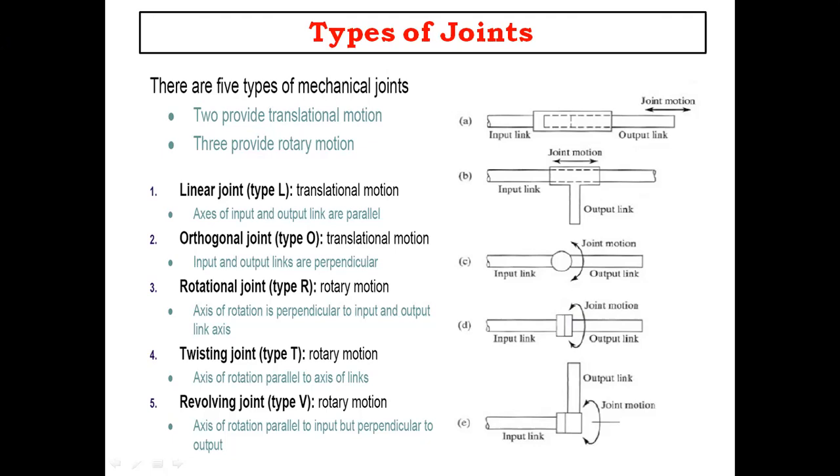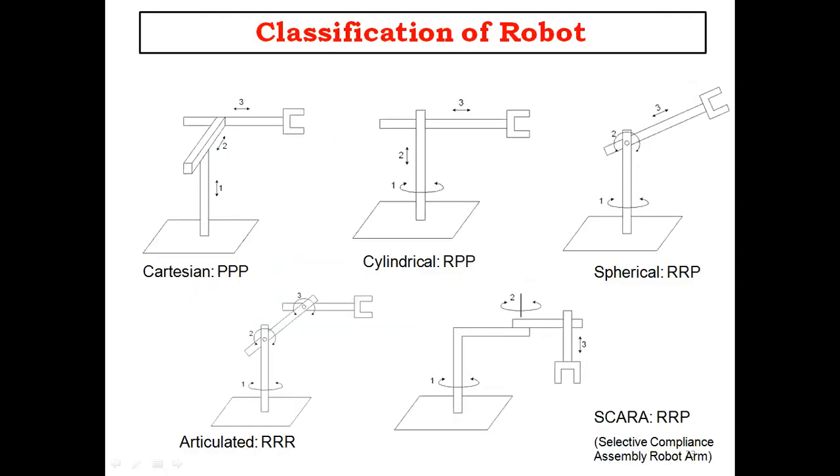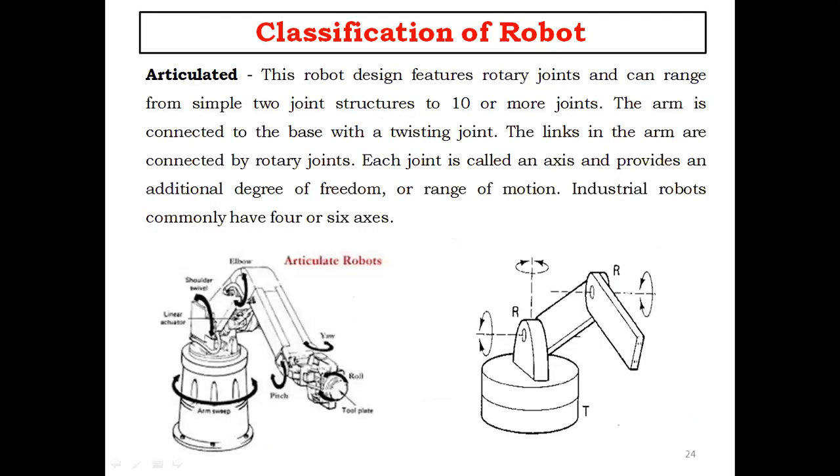What are the different types of joints? We have a linear joint, orthogonal joint, rotational joint, twisting joint, and revolving joint. Good. The next one is the classification of robots. We have Cartesian coordinate, cylindrical coordinate, spherical coordinate, articulated coordinate, and SCARA. SCARA stands for selective compliance assembly robot arm. These are the coordinate types given for the classification of robots.